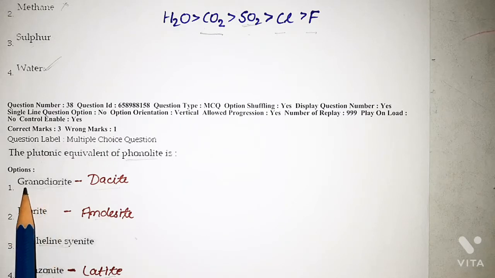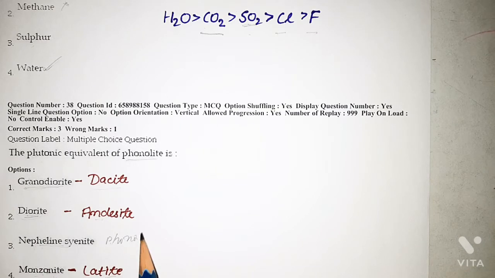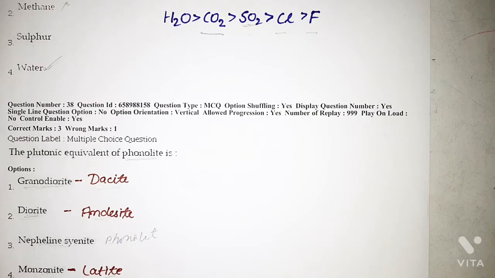First one is granodiorite. Volcanic equivalent of granodiorite is dacite, and volcanic equivalent of diorite is andesite. Volcanic equivalent of nephelinsinite is phonolite, and volcanic equivalent of monzonite is latite. Now the question is asking about the plutonic equivalent of phonolite, so the correct answer will be nephelinsinite, as the volcanic equivalent of nephelinsinite is phonolite, or you can say the plutonic equivalent of phonolite is nephelinsinite.